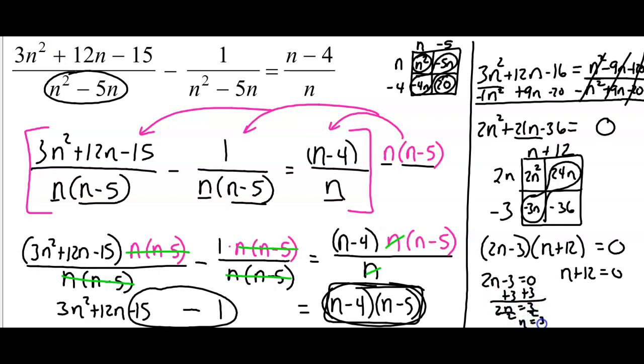So I get n equals 3/2 for one of my answers. And for this one, we get negative 12 as an answer. Once again, you do want to make sure that it doesn't make your denominators equal 0. But if you take a look, if I plug in 3 here or here, 3 over 2, neither one of those is going to make 0. And if I plug in negative 12, that's not going to make 0 either. So both of these are good answers that I will keep.